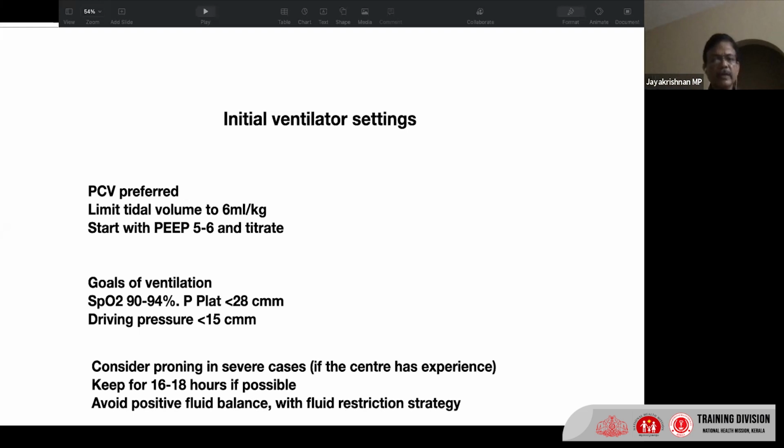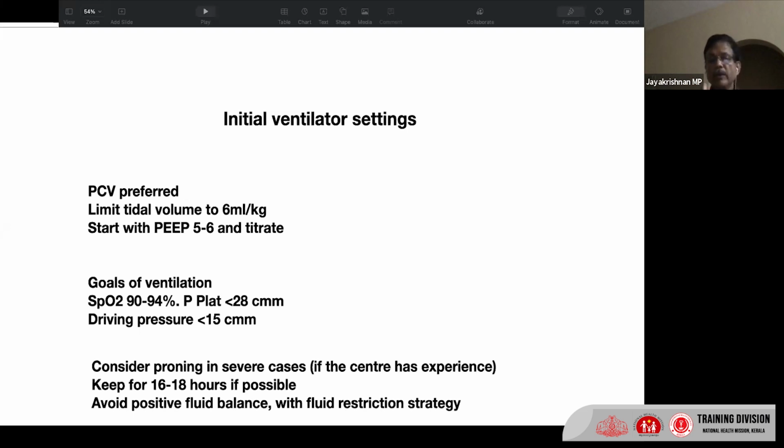And goals of ventilation is to keep the SpO2 between 90 and 94, and plateau pressure less than 28, and the driving pressure less than 15. I think we will not be discussing the details here. And proning is not possible in many of the centers in our place, because many centers have very low experience in proning, and inexperienced people doing this proning can sometimes result in more chance of personnel getting infected. And if at all you are doing proning, keep it for 16 to 18 hours if it's possible.